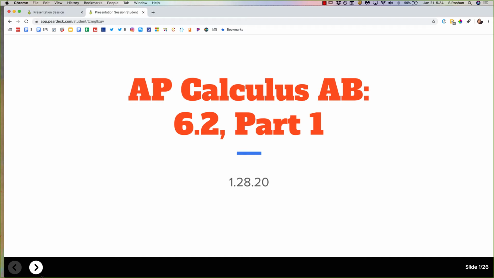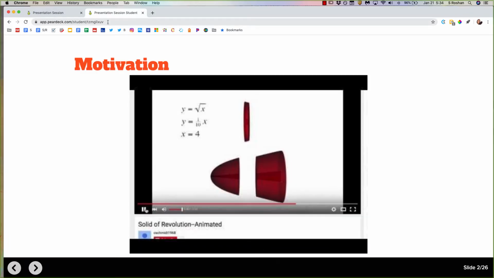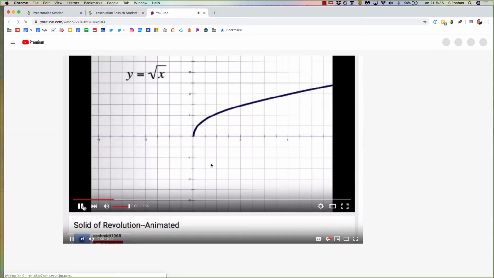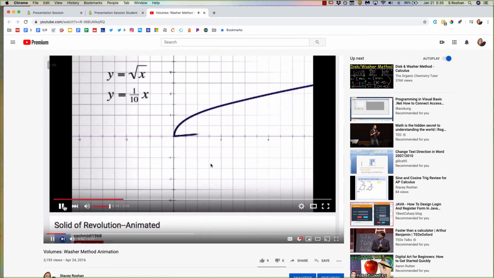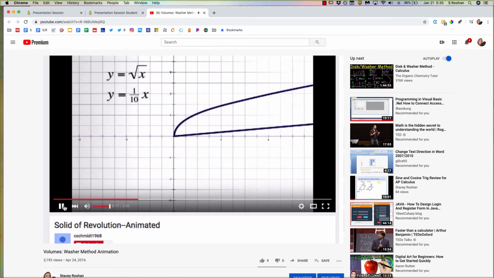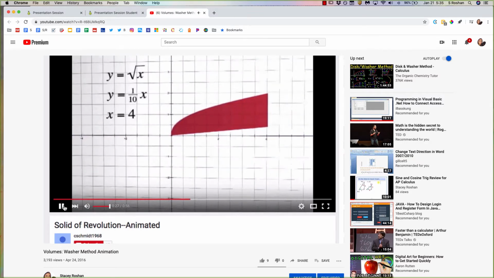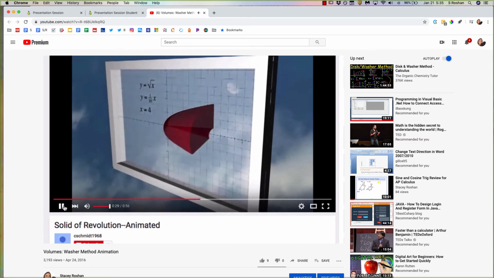Today we are going to be doing a little bit of 6.2 and really focusing on volumes of solids of revolution. As motivation for our lesson today, I just want to review this quick little animation. So y equals root x is drawn, and now we'll draw in y equals 1/10 x, and we're going to bound that region with x equals 4. So the red is our region that we are revolving around the x-axis.